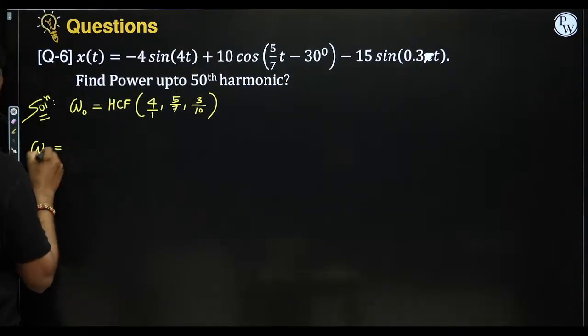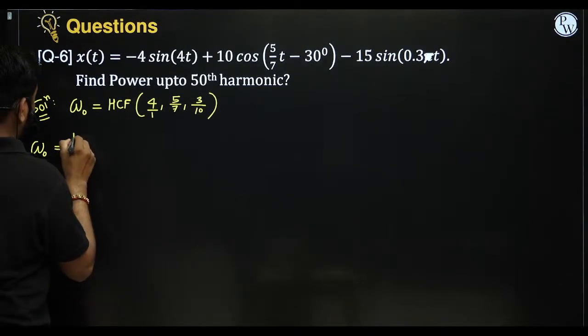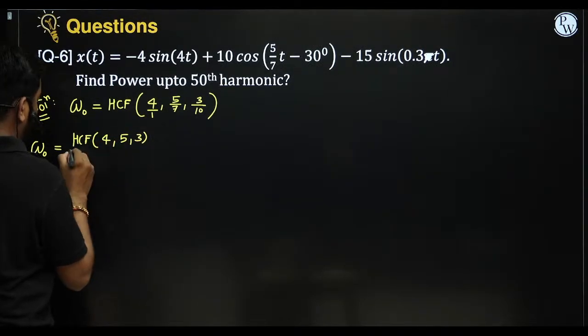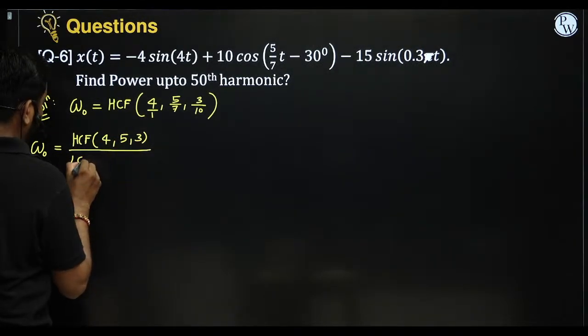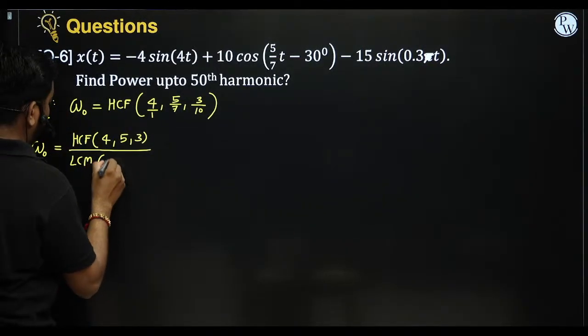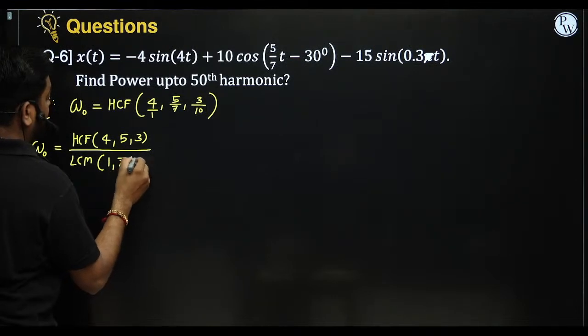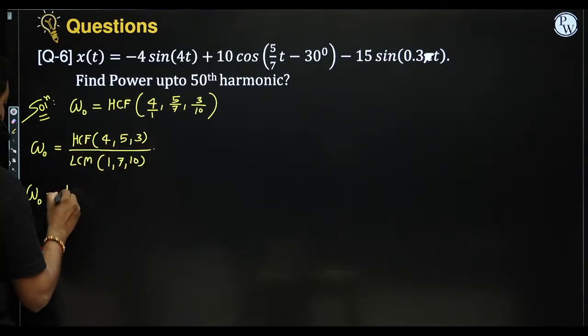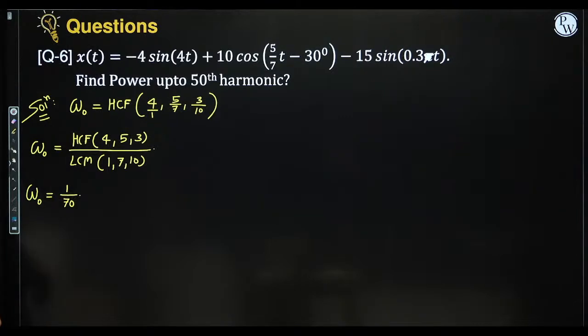So omega 0 is equal to the HCF of the numerators divided by the LCM of the denominators 1, 7 and 10, guys. So the fundamental frequency will be, here the HCF is 1 and the LCM is 70. So the fundamental frequency is 1 upon 70 radian per second.